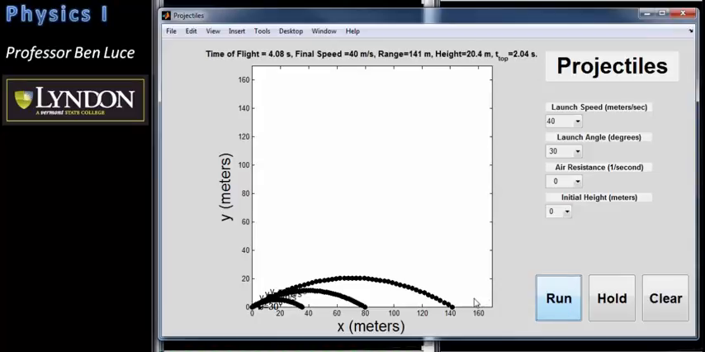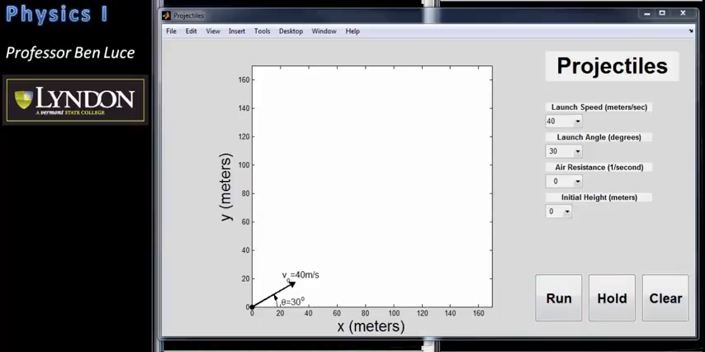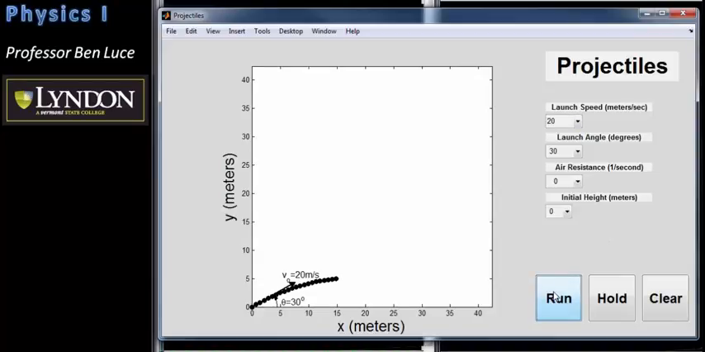And we see that took us a lot farther again. Okay, let's clear that. Now let's try launching at various heights above the ground. Let's set our launch speed back to 20 meters per second here again, and keep our launch angle at 30 degrees. And let's first run our initial trajectory once more.